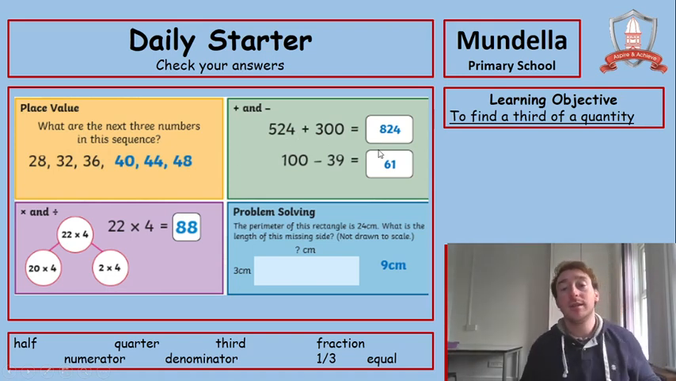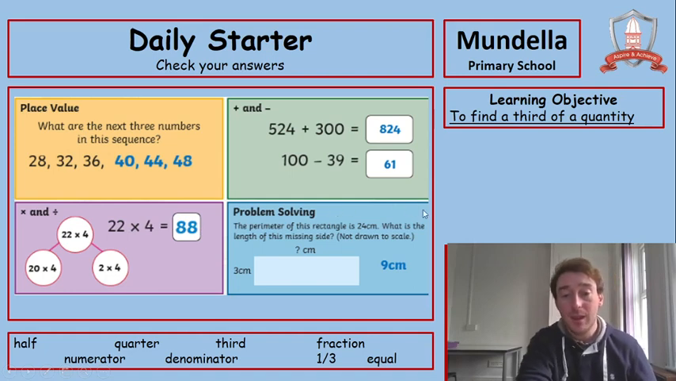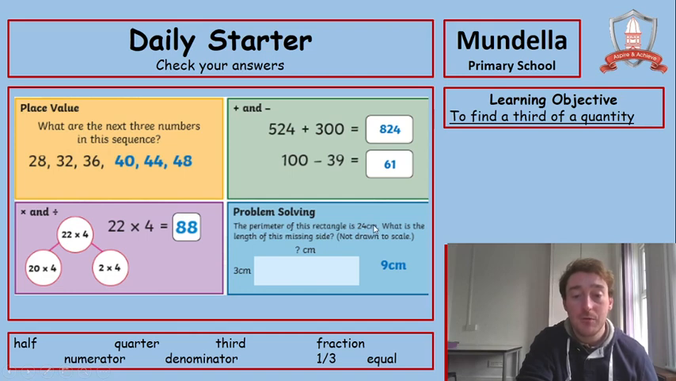524 add 300 is just 824 because we're changing the amount of hundreds, adding 5 to 3. 100 subtract 39 is 61. 22 multiplied by 4 is 88 because look, we're just multiplying each number by the 4 and then we get our answer. And then the perimeter, with some problem solving here, the perimeter of the rectangle is 24 centimetres.